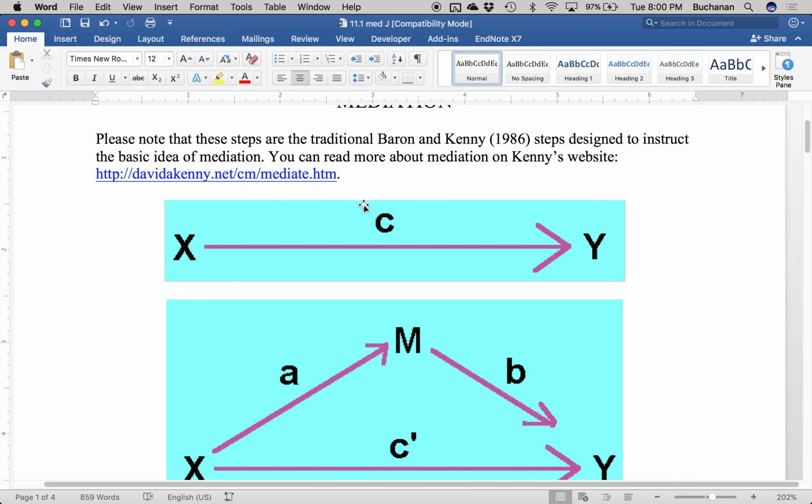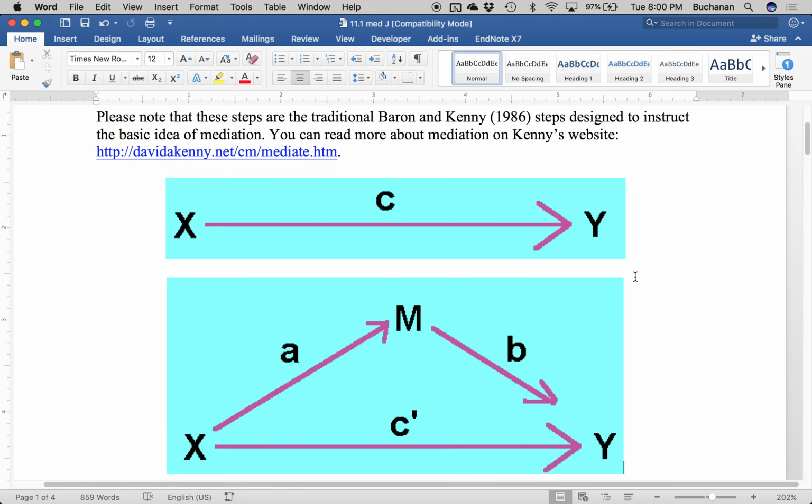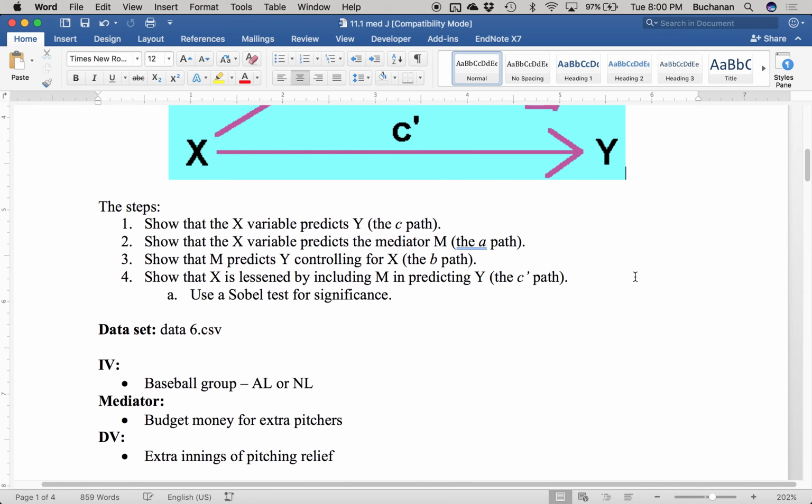direction questions. So I've got these pulled from Kenny's website, which you can find if you follow this link, or just Google Mediation Kenny, and you'll find lots and lots of information about where the state of mediation is. But we're going to do the simple version just to show you how it works.